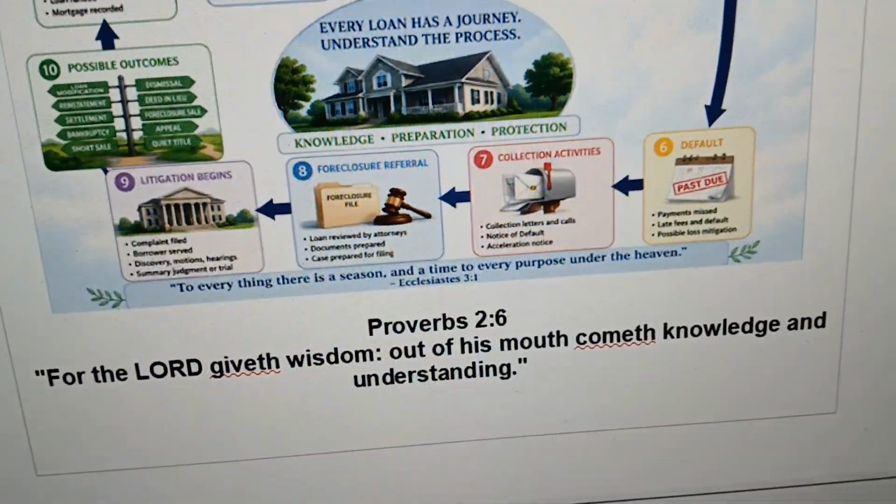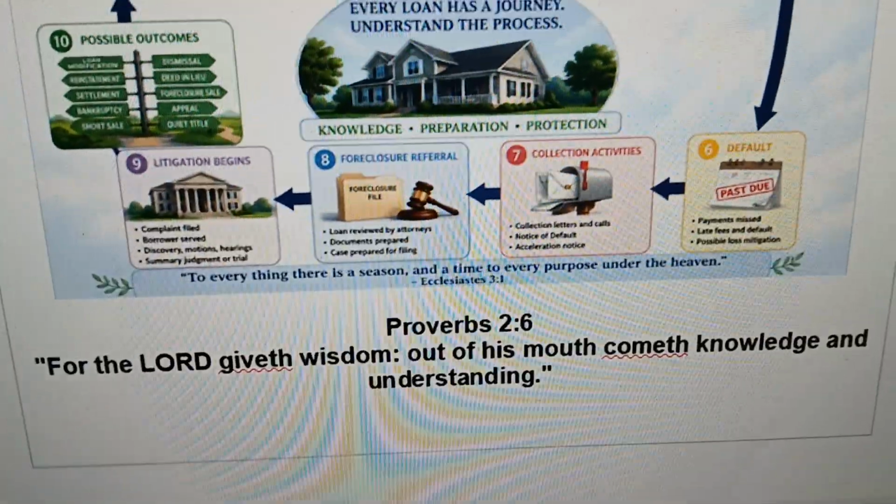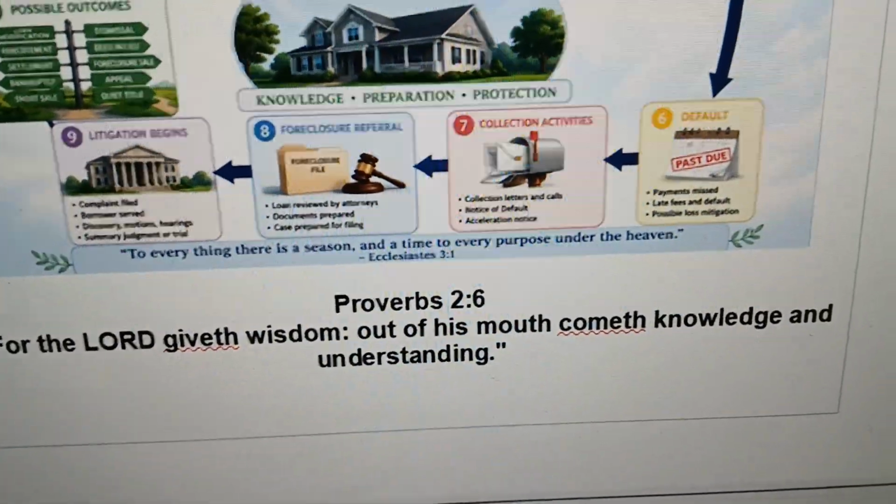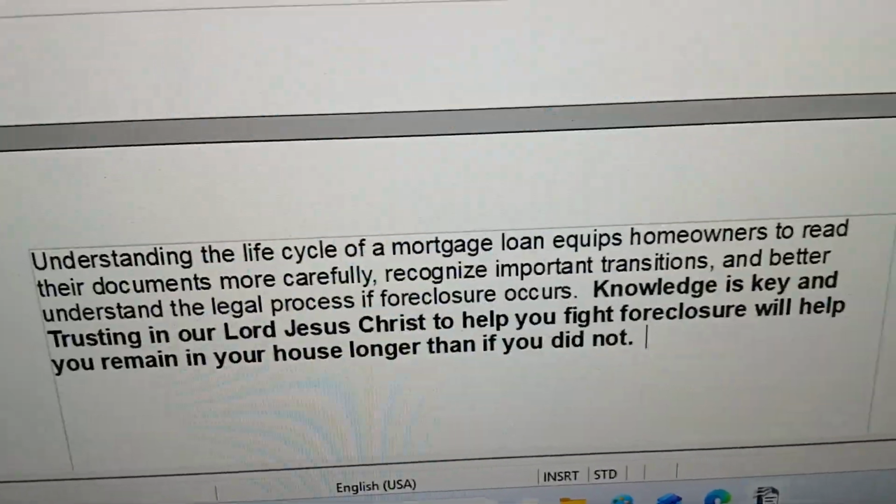And again, here's another verse, Proverbs 2:6. For the Lord gives wisdom, out of his mouth come knowledge and understanding.